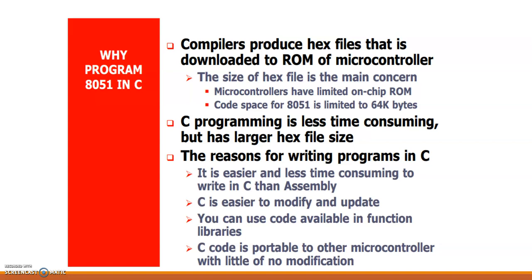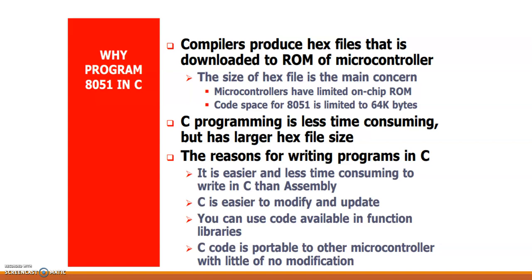After we do C programming in the Keil compiler, we can download the hex files. This hex file is downloaded to burn to an 8051 microcontroller. The size of the hex file is the main concern. A microcontroller has limited on-chip ROM. The code space of the 8051 is limited to 64K bytes. C programming is less time consuming but has larger hex files.